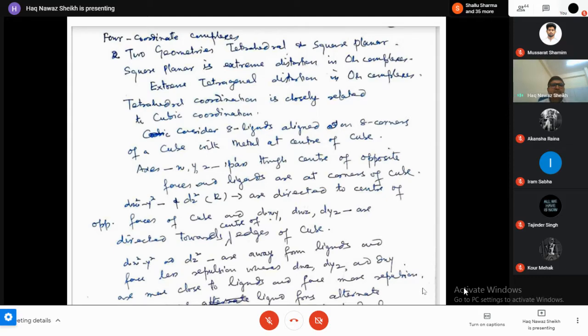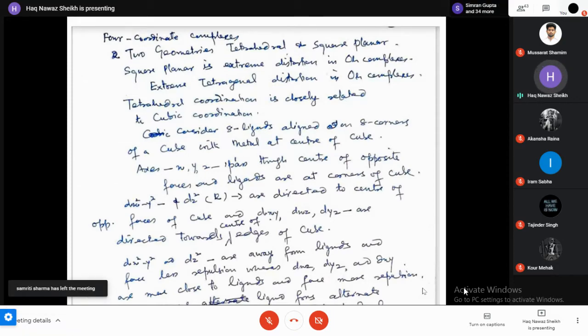So now just imagine the orientation of the d orbitals. How are d orbitals oriented with respect to the geometry of the cube? Dz square is aligned along the z-axis. That is clear. So it passes through the center of opposite 2 faces of the cube. And same can be said about the dx square minus y square, because this orbital also has lobes aligned along x-axis and y-axis. Therefore, this orbital also passes through center of the opposite faces of the cube.